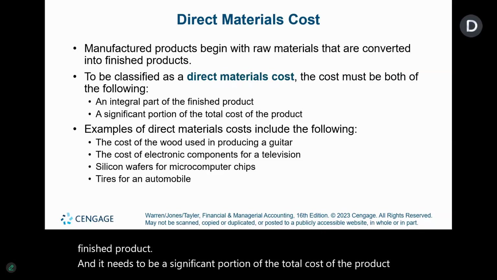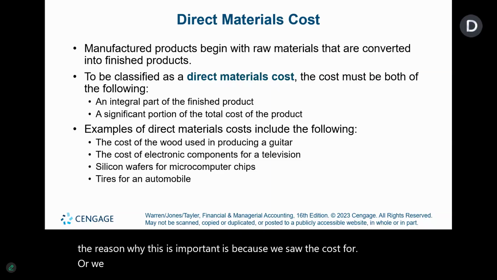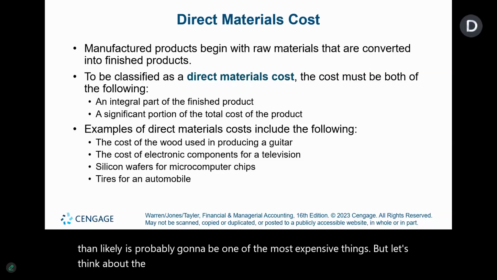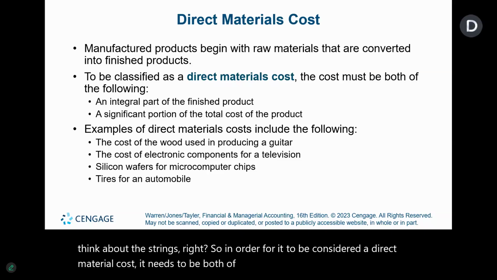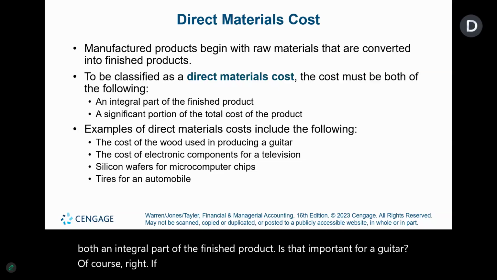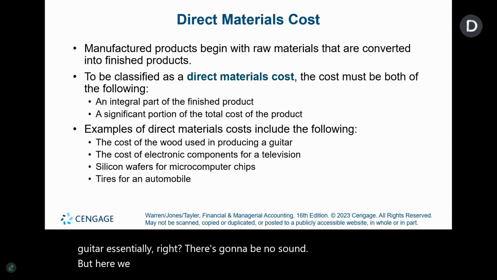The reason why this is important is because we saw some of the materials used for the wood. So we know wood more than likely is going to be one of the most expensive things, but let's think about the strings, right? In order for it to be considered a direct material cost, it needs to be both of the following, not one or the other, but both. An integral part of the finished product. Is that important for a guitar? Of course, right? If you don't have any strings, you don't have a guitar essentially. There's going to be no sound. But here we see the second requirement is that it's a significant portion of the total cost of the product.